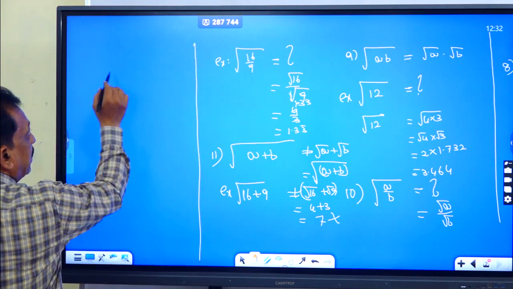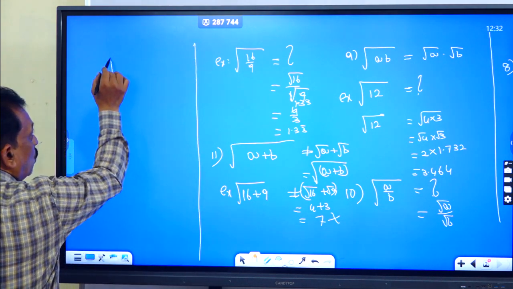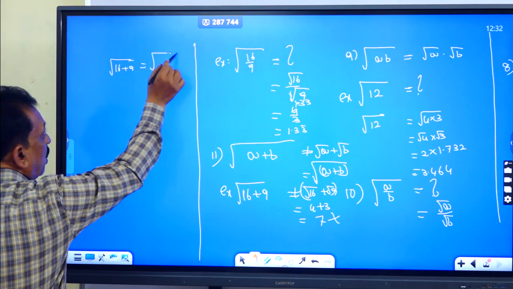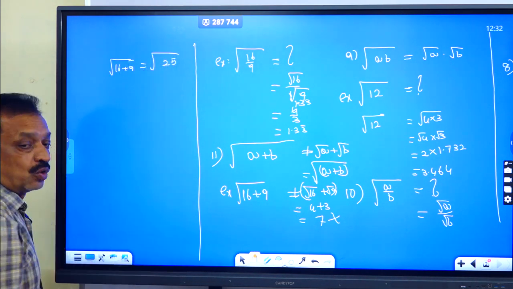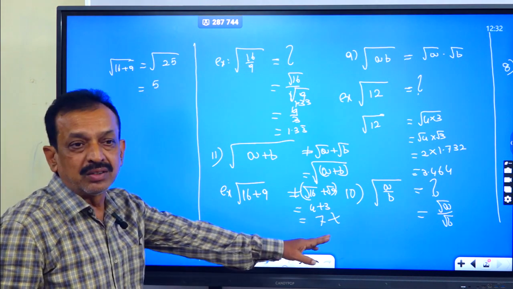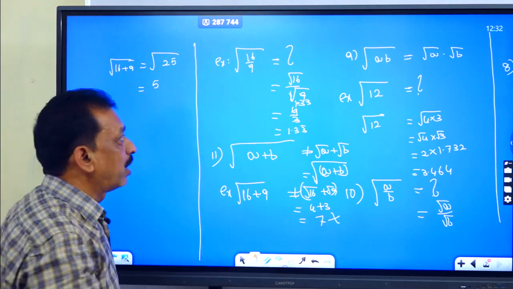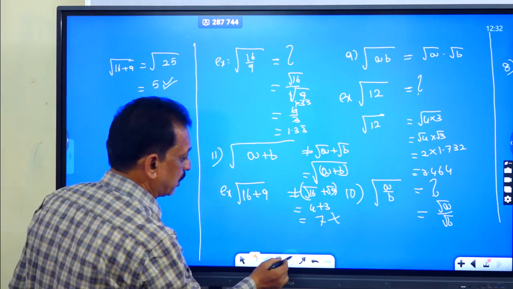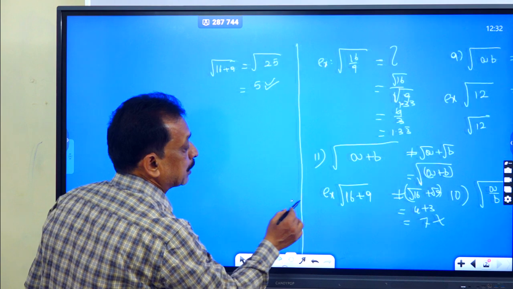Now I am going to simplify. Root of 16 plus 9 is equal to the square root of 25. Root 25 is equal to 5. See, where is the 5 and where is the 7? So a lot of difference is there, and I am giving all this for clarity. While calculating, by mistake also you cannot make any mistake. Okay, sir. Next.